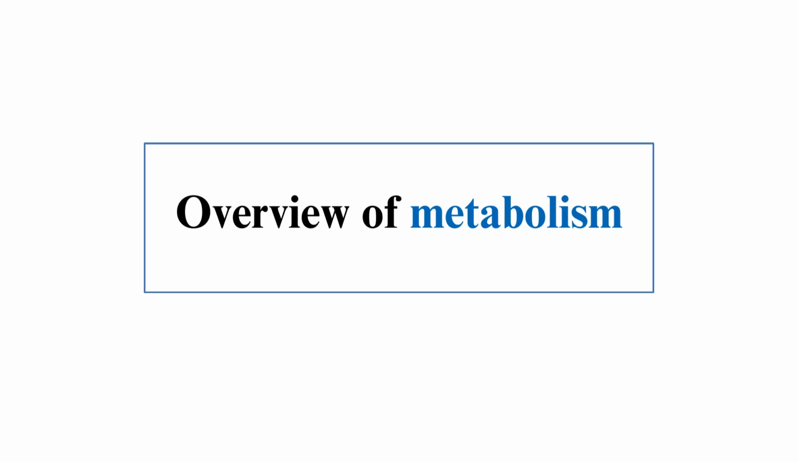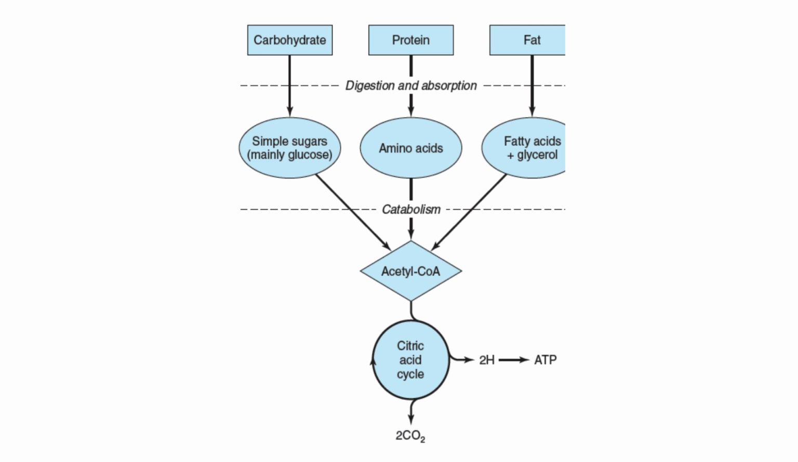As an overview of metabolism, what we are going to study: we are going to discuss carbohydrates, proteins, and fats in the step that follows their digestion and absorption. So we are going to talk about carbohydrates as simple sugars, mainly glucose, proteins as amino acids, fats as fatty acids and glycerol. These building blocks or monomers, or basic molecules, can all be catabolized to produce a single intermediate that is acetyl-CoA.